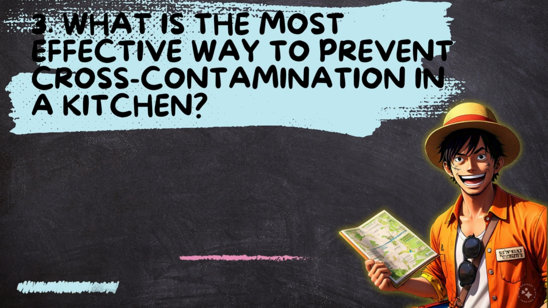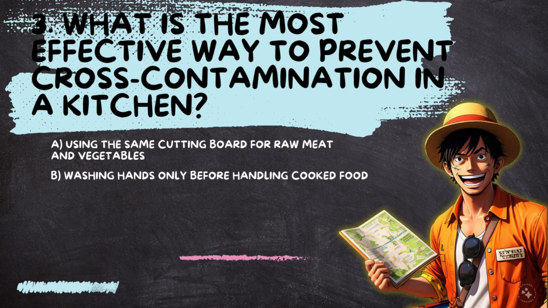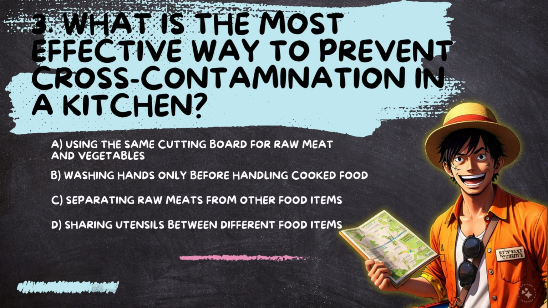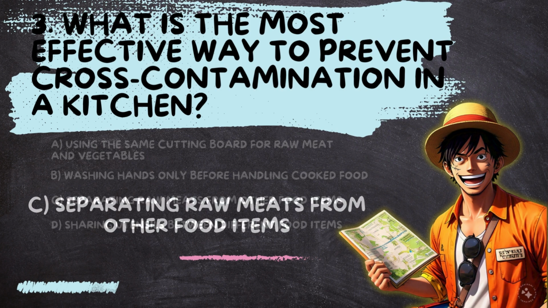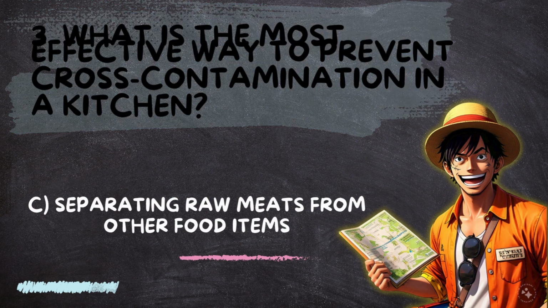3. What is the most effective way to prevent cross-contamination in a kitchen? Letter A. Using the same cutting board for raw meat and vegetables. B. Washing hands only before handling cooked food. C. Separating raw meats from other food items. D. Sharing utensils between different food items. The correct answer is letter C. Separating raw meats from other food items.